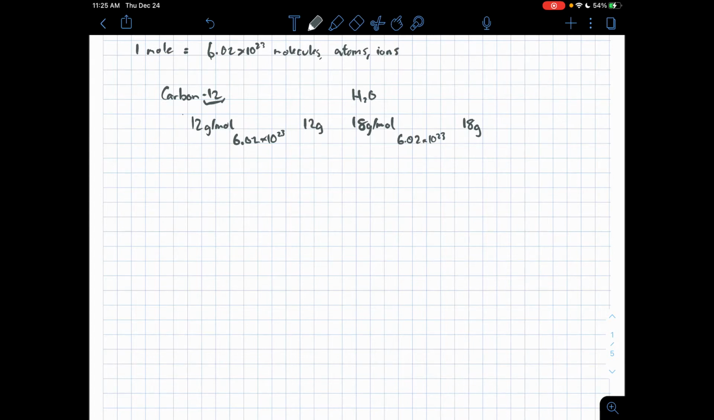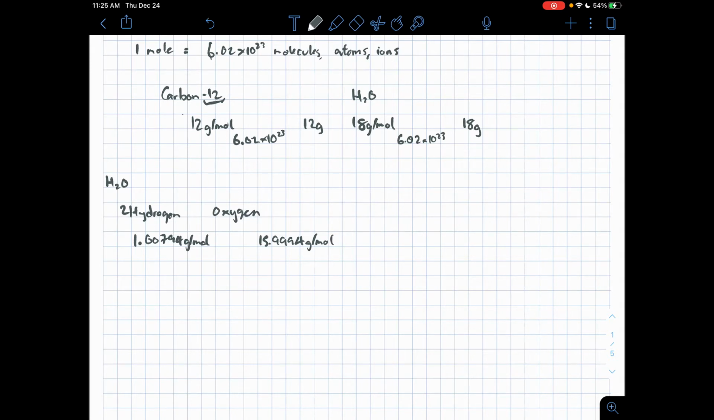Let's take water for example. We know that there are 2 hydrogen for every 1 oxygen inside 1 molecule. And we also know the atomic mass of hydrogen is 1.00794 grams per mole, and the oxygen has an atomic mass of 15.9994 grams per mole.